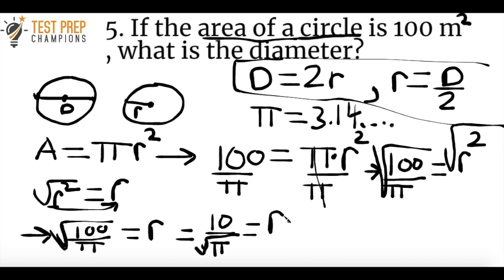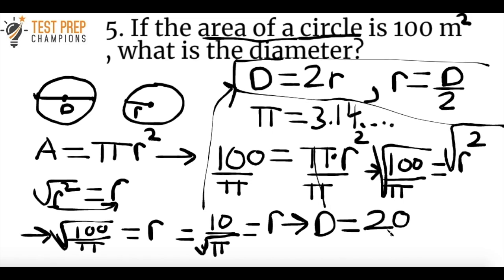But we want to find d here. So we want to find the diameter, not the radius. So all we have to do here is just multiply by 2. So we've got 10 over the square root of pi. If we multiply that by 2, it gives us the diameter. So the diameter is going to be equal to 2 times 10 divided by the square root of pi. So what's 2 times 10? 2 times 10 is 20. So the diameter is 20 divided by the square root of pi.